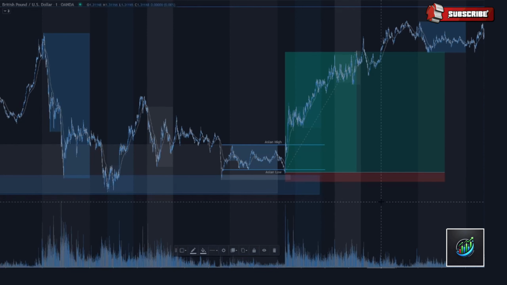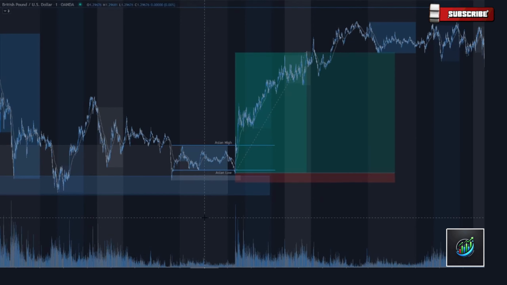So what I do encourage is this weekend, if you can, go over cable, sterling yen, euro GBP, dollar Swiss for the last 2-3 weeks at least, and just look at how the Asian session ranges play out and where the momentum kicks in.